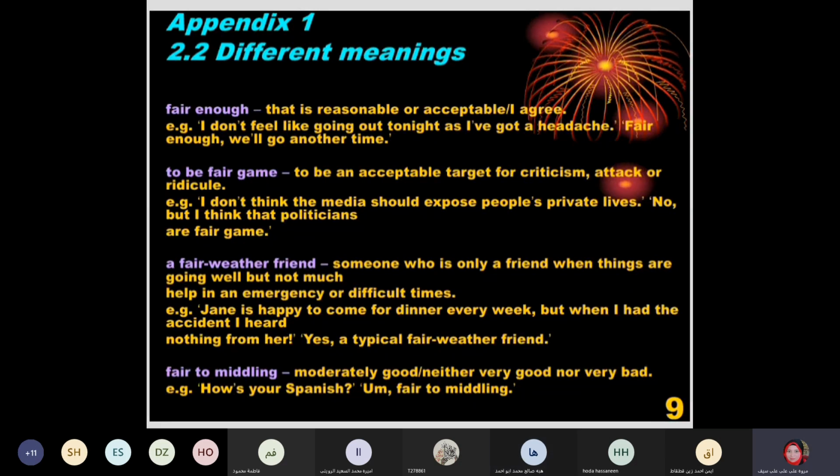Miss Marwa, go ahead, I can hear you. Yes. The meaning is bad. Bad? In all these expressions, the meaning is bad? Please, can you repeat the question again because I didn't hear it? The question is, can you tell me the meaning of the word fair only in each expression? Can you get the meaning of the word fair only in these idioms? Is it possible?